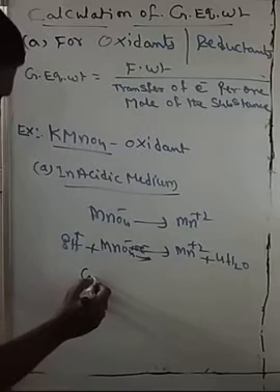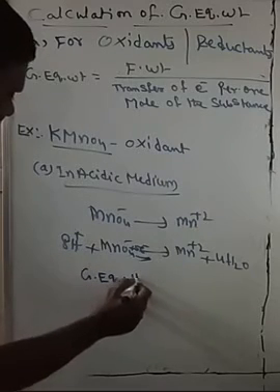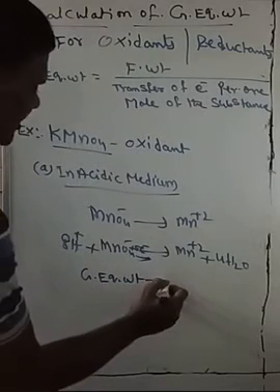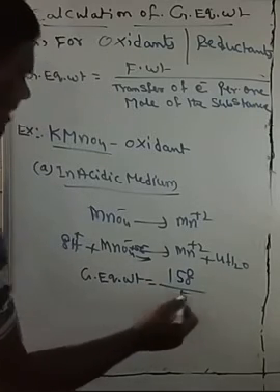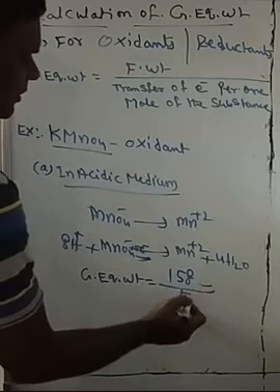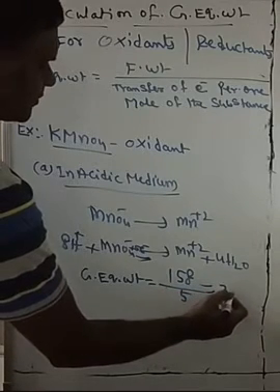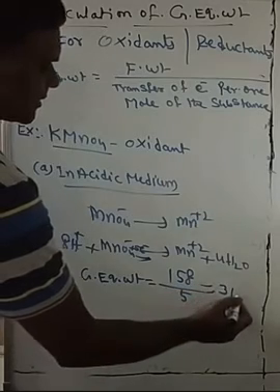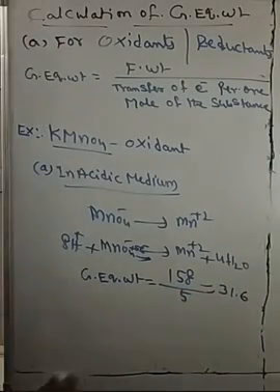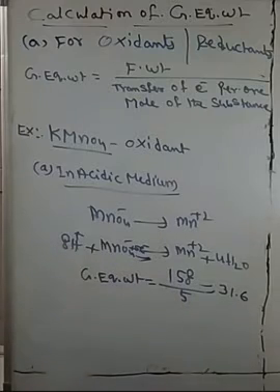Therefore, your gram equivalent weight is equal to formula weight divided by 5. Formula weight is how much? 158, divided by 5, which is equal to 31.6. That is the gram equivalent weight of KMnO4 in acidic medium.